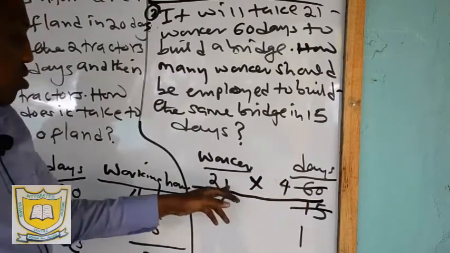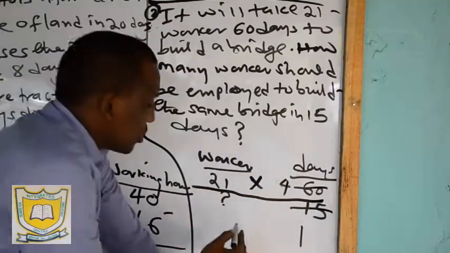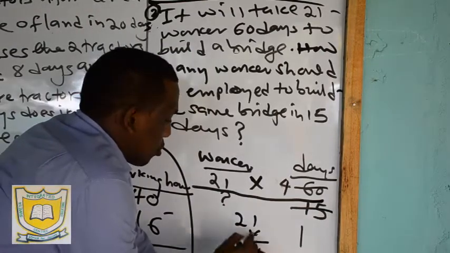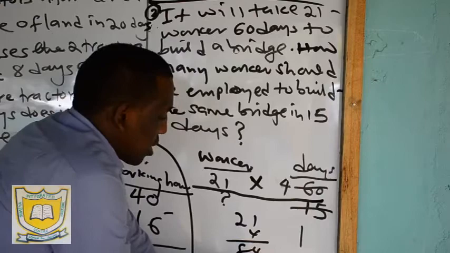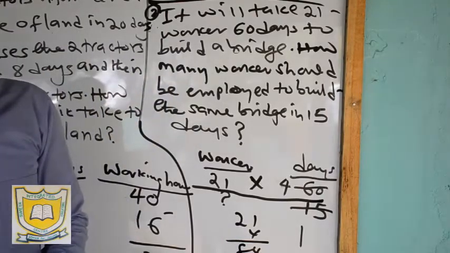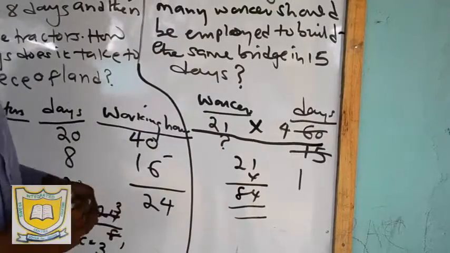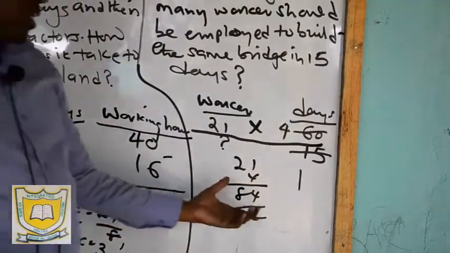So what do we do now? We multiply now. We say 21 times 4, you get 84 men. You will get 84 men. That's how we solve. And that is the answer.